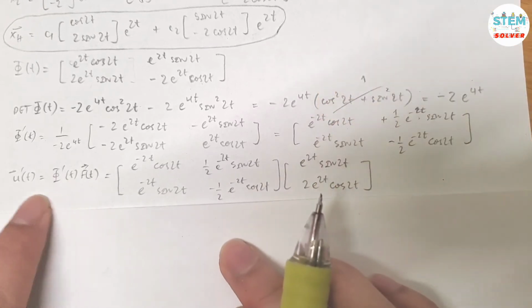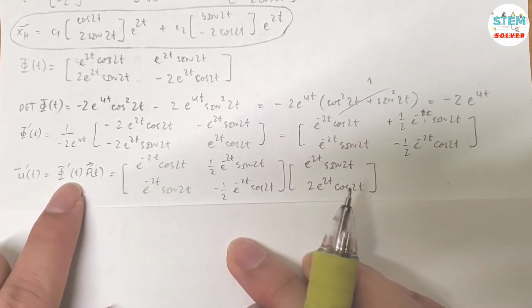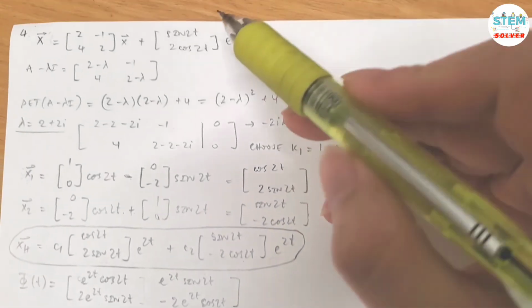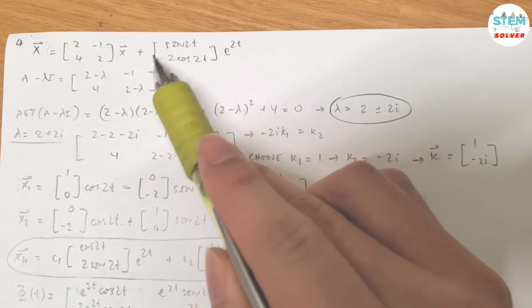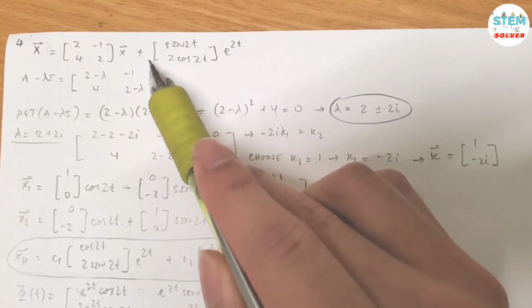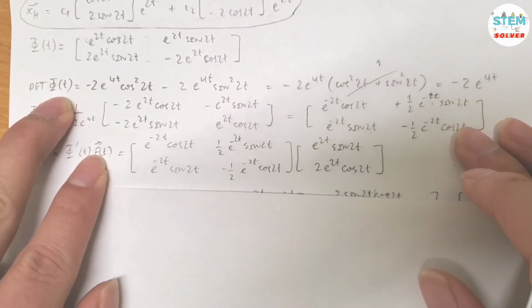Now you are going to find u prime, which is equal to inverse phi times f of t. What is f of t? F of t is this one. Whatever is outside of vector x is your f of t.